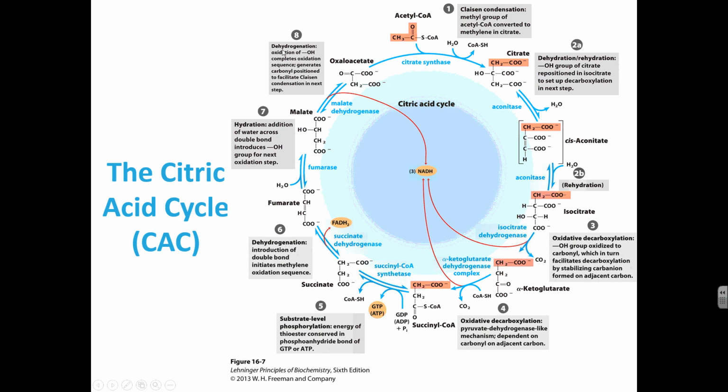So it's very key here that you see the purpose of the citric acid cycle is not to produce oxaloacetate. We started with oxaloacetate. The purpose of this cycle was to completely oxidize our carbon molecules, collecting the electrons in the form of NADH.